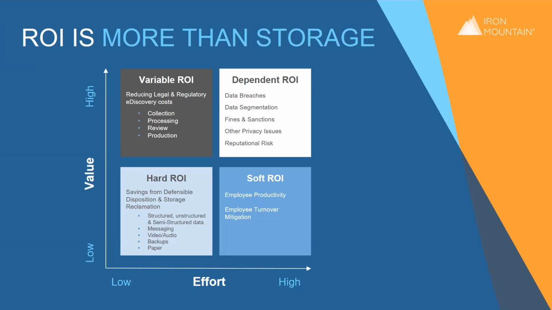Those are listed here, and we've categorized them from high to low value, high to low effort, to make it easier to talk about with the folks controlling the money.